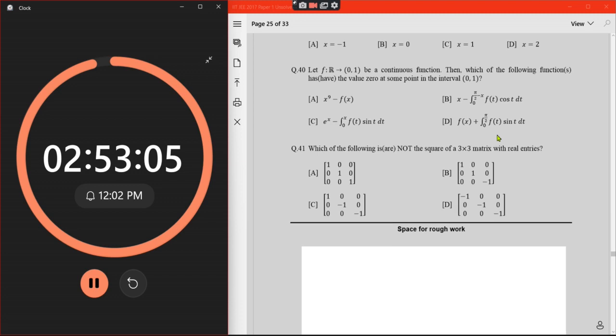Next, 40. Let f be a continuous function. So the following functions have the value 0 at some point in the interval 0 to 1. Okay, this is a continuous function. So f is going from all real numbers to just 0 and 1. Wait, but only in the interval. Some point in this interval though, that is weird. We need it in 0 to 1. That is positive everywhere, right?